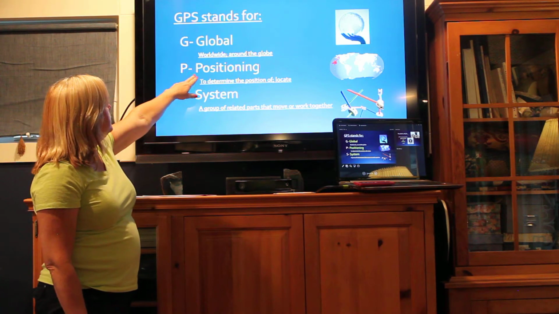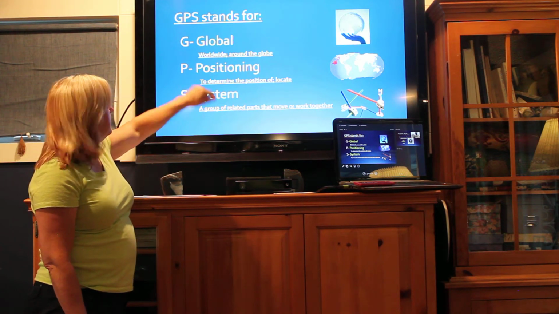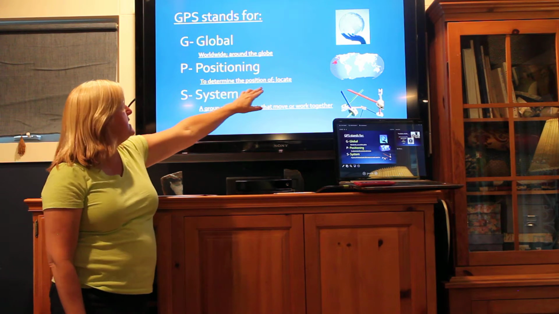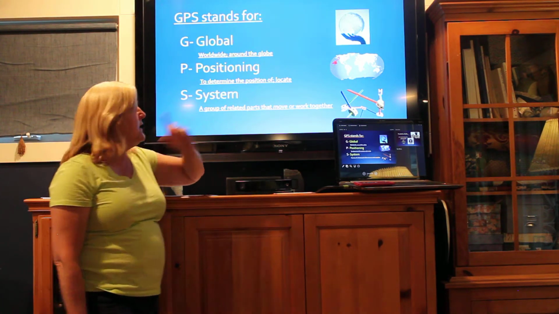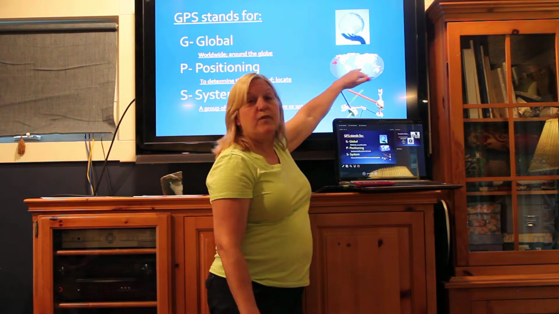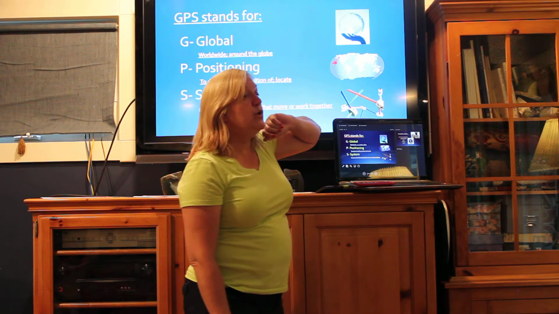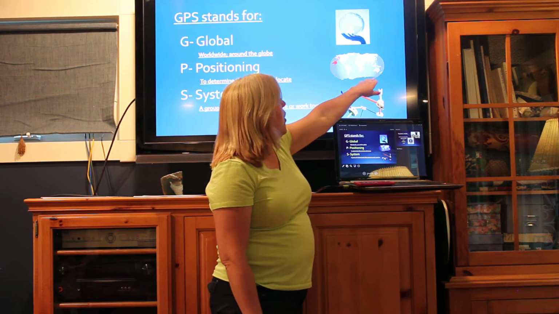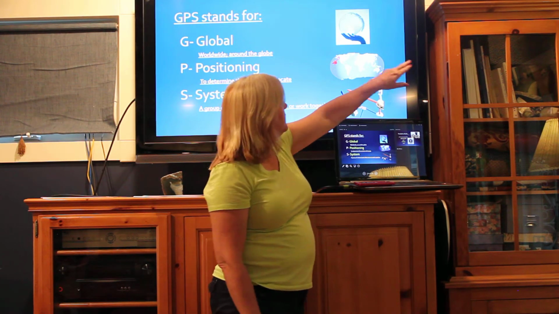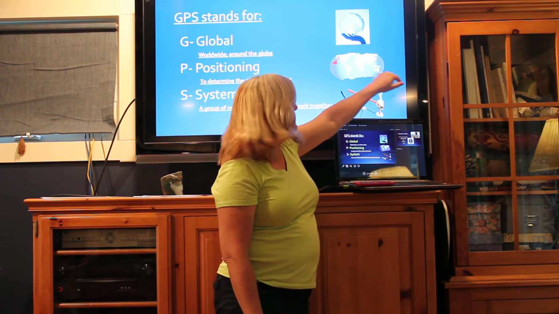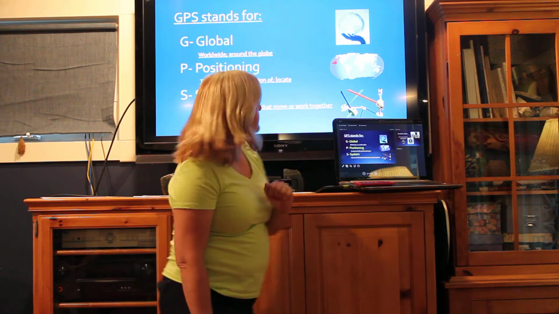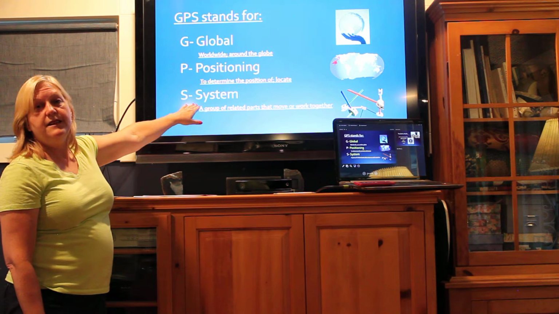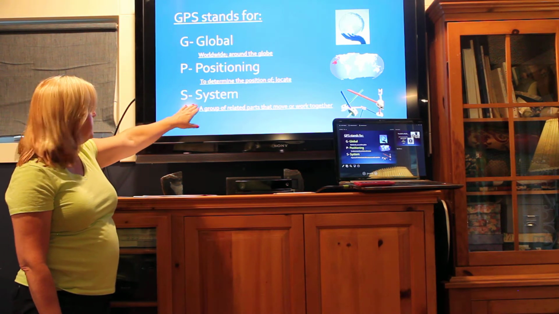The next word, positioning. Positioning means to determine the position of, or to locate. Say I'm looking at this map of the world. I am going to find the position of Seattle. Or where is Australia? Australia is positioned right there. Okay, to locate something. The last letter stands for system.